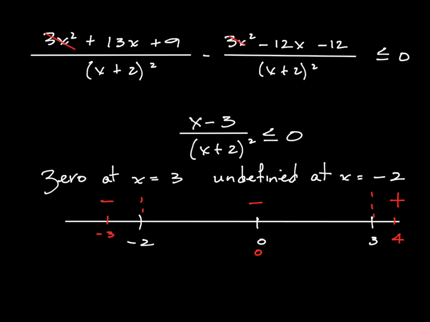The last thing we need to do is determine the solution set. So it goes from negative infinity to negative 2 with a parenthesis because there's a vertical asymptote there. And then from negative 2 up to positive 3. But since positive 3 is a 0 and our function can equal 0, we use a bracket on that side.